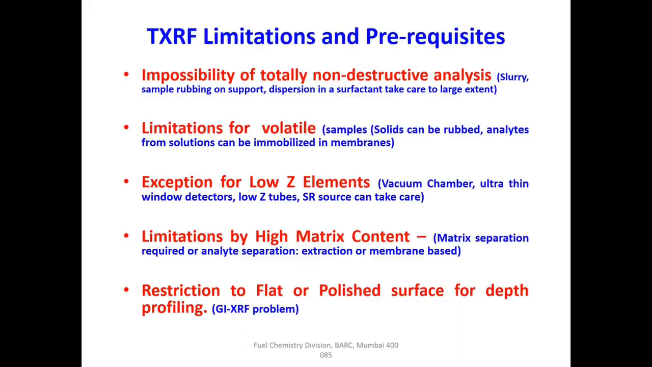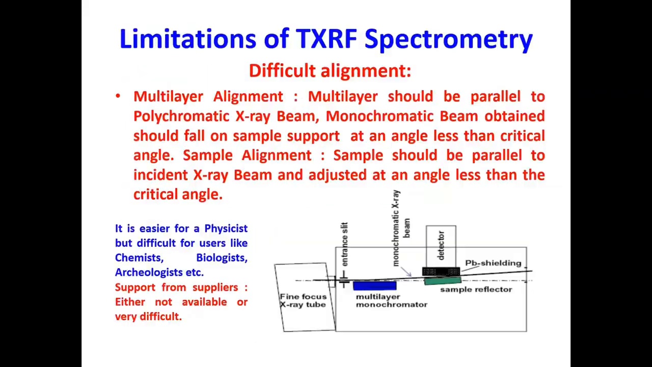Then limitations for volatile samples; solids can be rubbed, and analytes from solution can be immobilized in membranes. Exception for low Z elements: in this direction, vacuum chamber, ultra-thin window detectors, low atomic number tubes, and synchrotron radiation sources can take care. Limitations by high matrix content: matrix separation is required. Restriction to flat or polished surfaces for depth profiling.